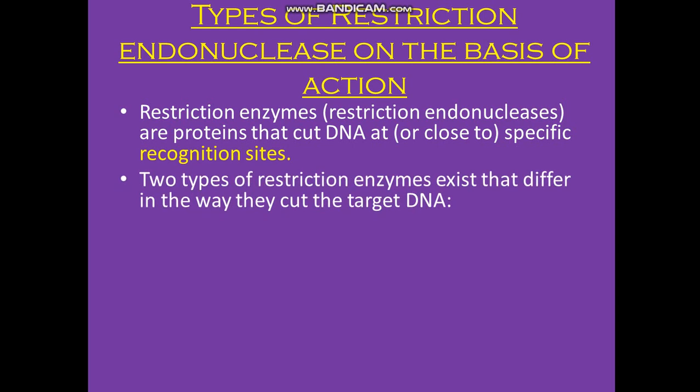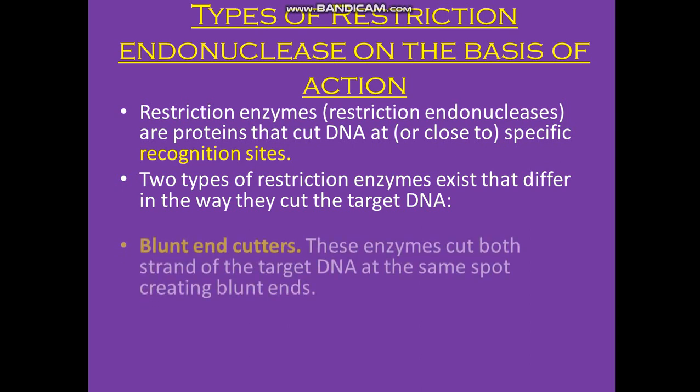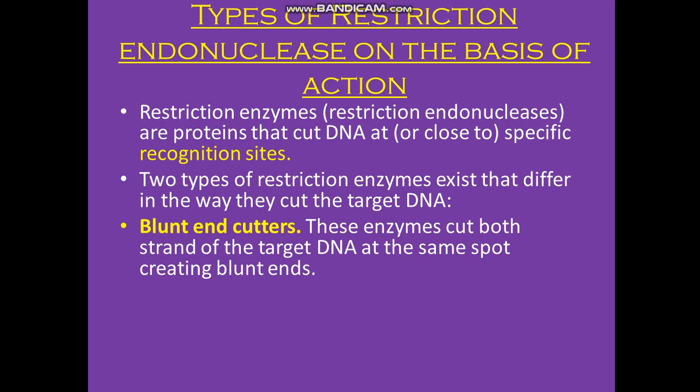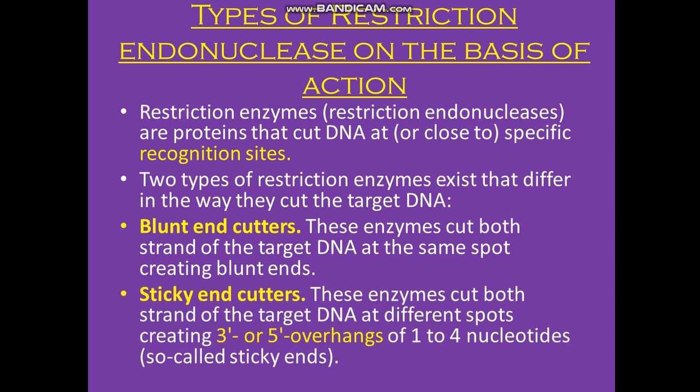But on the basis of the way of cutting, two types of restriction enzymes can exist that differ in the way they cut the target DNA, how they are actually acting, in what fashion they are cutting. First are the blunt end cutters, the straight cutters. These enzymes cut both the strands of the target DNA at the same spot, creating blunt ends. Okay, and I'll be showing you the picture. Blunt end cutters and then the sticky end cutters.